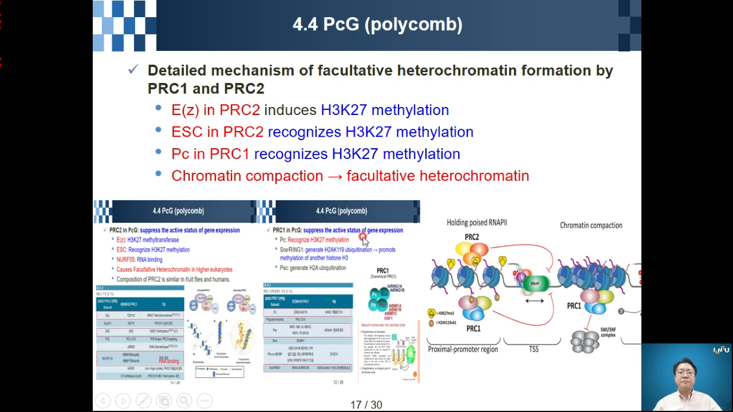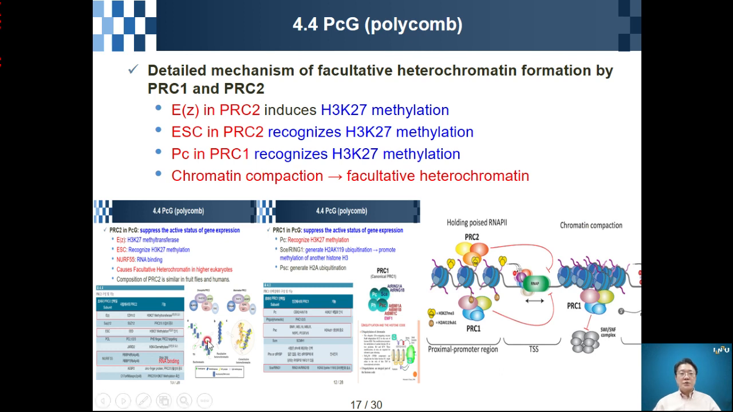PRC1, especially its PC region, also recognizes H3K27 methylation. So PRC2 induces H3K27 methylation, and PRC2 also has the ESC domain, which can recognize H3K27 methylation, and PRC1 also can recognize H3K27 methylation. Finally, it makes chromatin compaction, and this region becomes facultative heterochromatin.